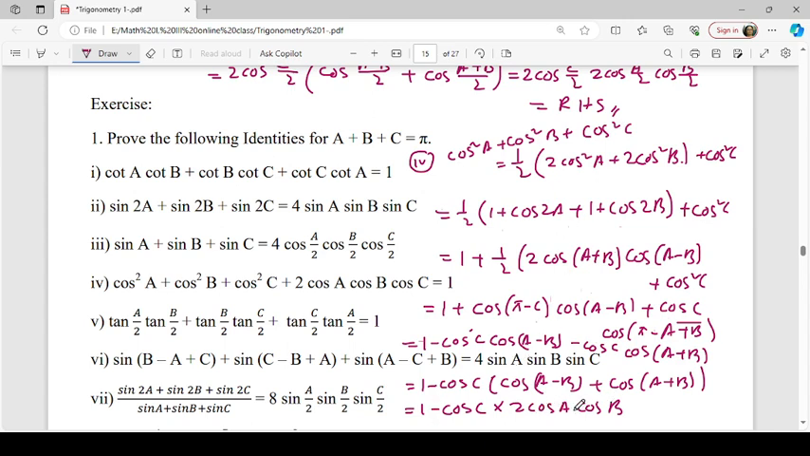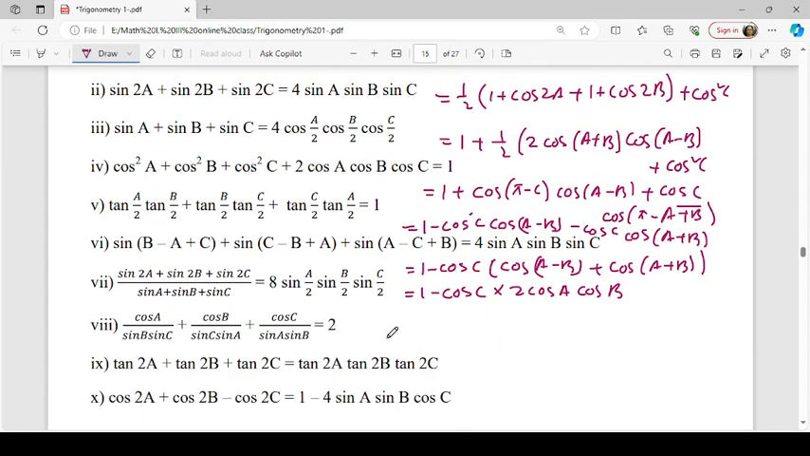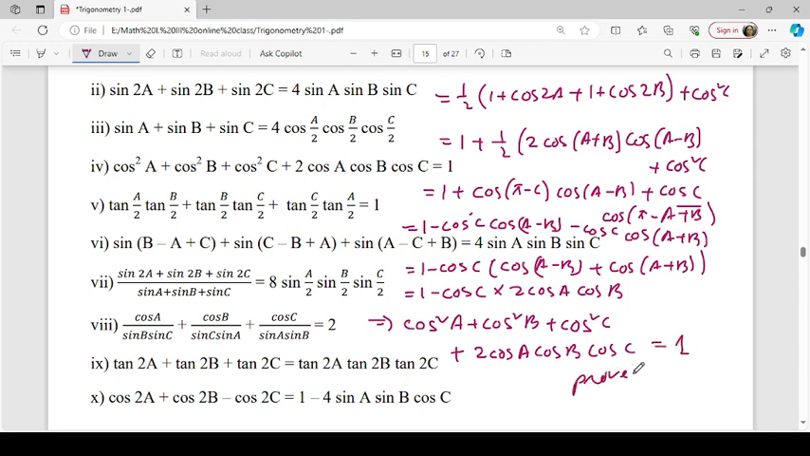So this implies, now you take this term to the left hand side, so we get cos square a plus cos square b plus cos square c plus 2 cos a cos b cos c is equal to 1. Proved. So this is the way to prove it.